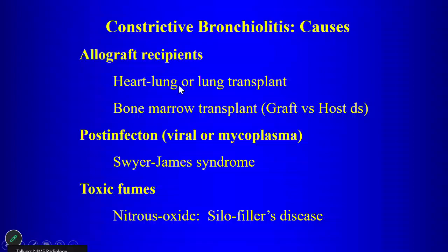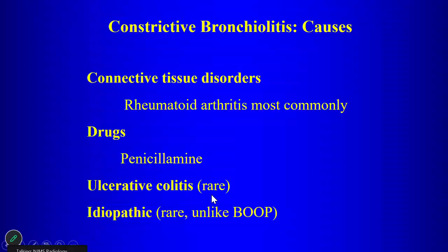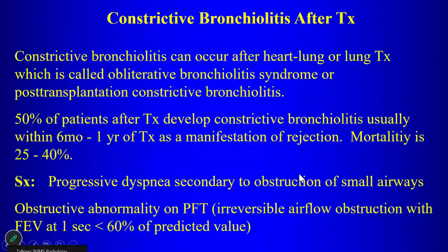All right, so there's a difference between BOOP and bronchiolitis obliterans, even though the terminology might be confusing. So what are causes? Well, it can be from transplant. Lung transplant, rejection of a lung transplant, there's bronchiolitis obliterans. Bone marrow transplant, the transplanted bone marrow can attack the native lung. That's called graft versus host disease. Swyer-James syndrome is post-viral bronchiolitis obliterans, so that could also cause constrictive bronchiolitis. Inhalation of noxious fumes, Silo-Filler's disease, smoke inhalation, those patients can also develop bronchiolitis obliterans as a sequela. Can be related to connective tissue disorders like rheumatoid arthritis, penicillamine as a drug, and then there are some rarer causes of bronchiolitis obliterans.